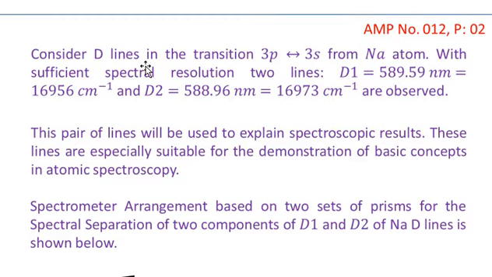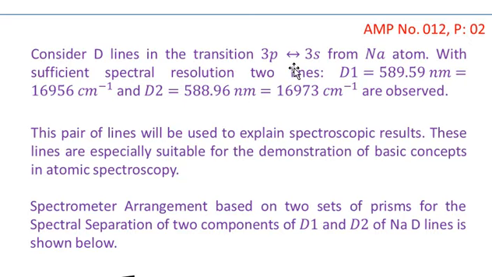Now consider the D lines in the transition 3p to 3s in the sodium atom. So in the sodium atom, we are going to consider this transition 3p to 3s or 3s back to 3p. The double arrow sign means that this is a two-way transition, that you can make a transition from 3p to 3s and backward from 3s to 3p. With sufficient spectral resolution, two lines, D1 with a wavelength of 589.59 nanometers and D2 with a wavelength of 588.96 nanometers, are observed.